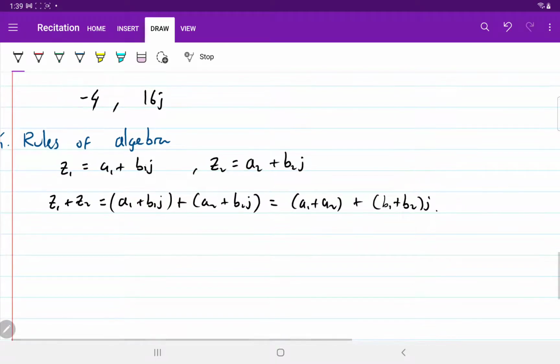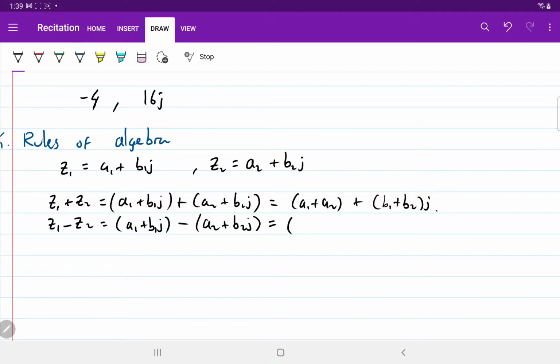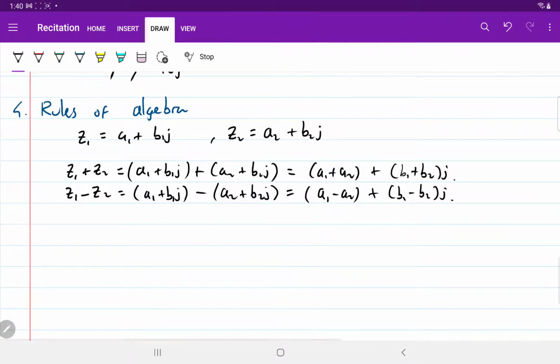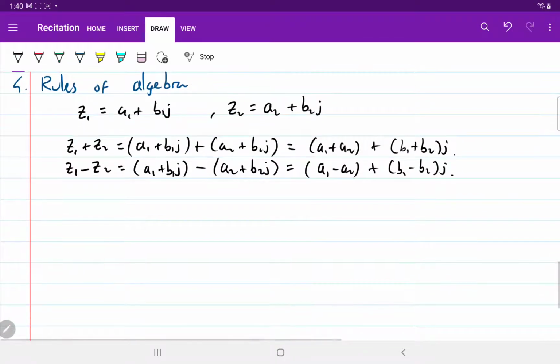Okay, and the difference is similar. If we subtract z2 from z1, then a1 plus b1j minus a2 plus b2j, we must have a1 minus a2 plus b1 minus b2 j. Okay, so that's the first rule for addition and subtraction.